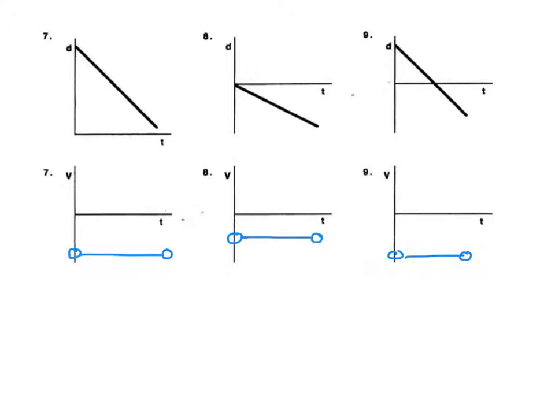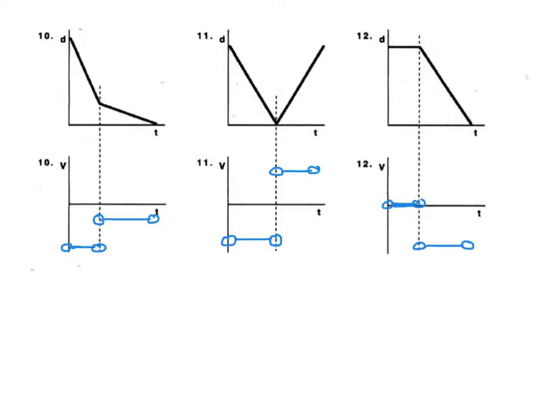But some people get thrown off, especially by this last one, where they look at it and think, oh, well, part of it's positive, part of it's negative. Yeah, but remember, we're only looking at the slope, and the slope stays negative. We don't care about the position being positive or negative, only the slope part. And here's the last set of answers, so you can check those as well.